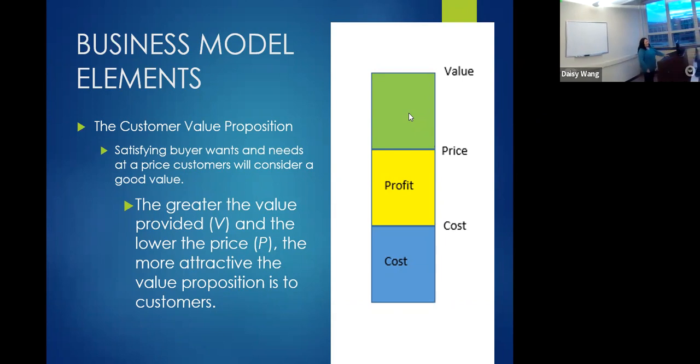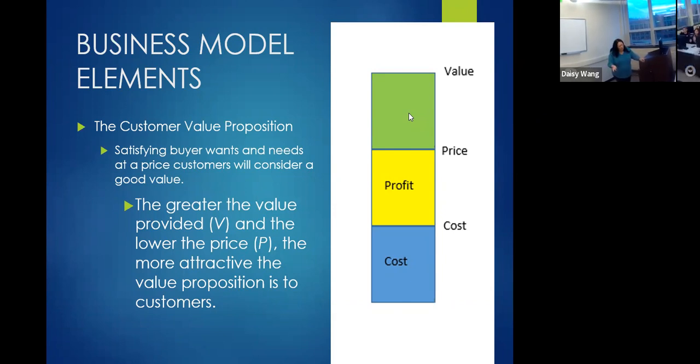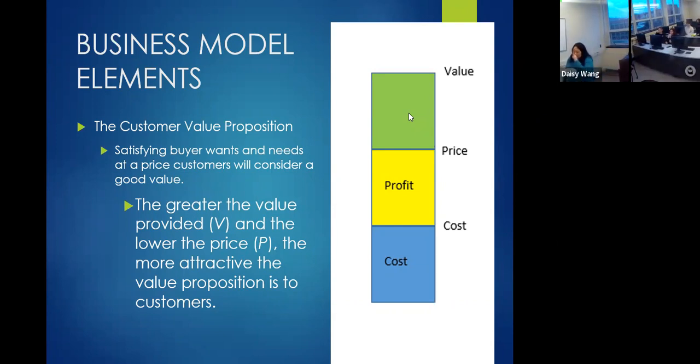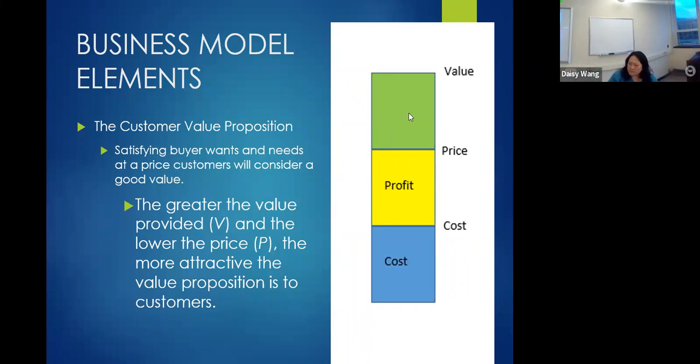So the greater the value is, the lower the price, the more attractive this is to the customers. Okay, so I remember before I got the Apple Watch, I always thought, who is going to pay $300 something for a watch? Okay, and I remember at that time, I forgot who. Oh, Stanley from downstairs, Dr. John. He told me, he said, oh, look at my watch.